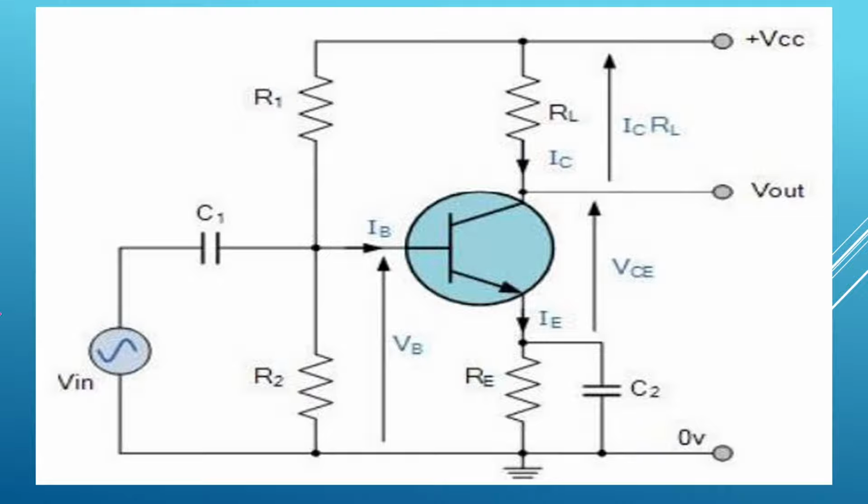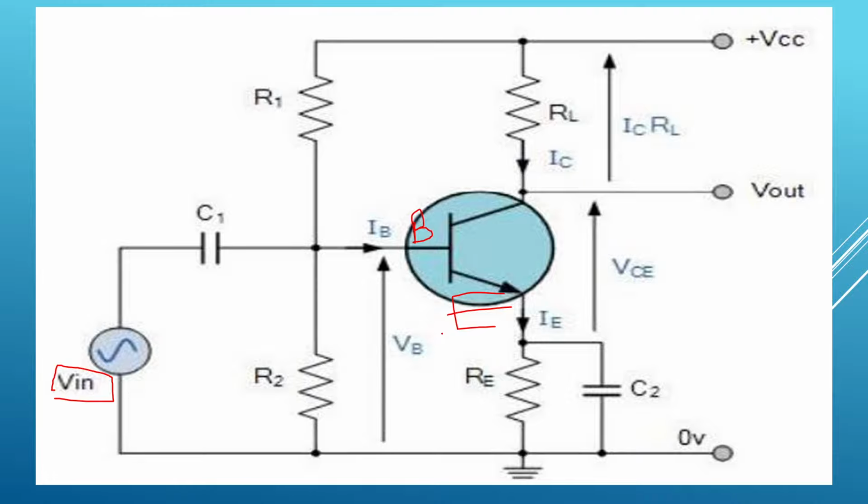So now, here this is our input that is applied across what? Base and emitter junction. So input is applied across the base emitter junction. When input is given across the base emitter junction, forward bias will occur at this junction.